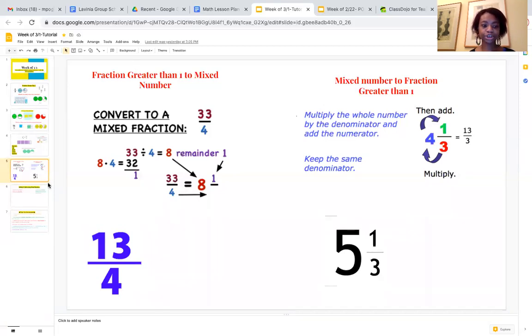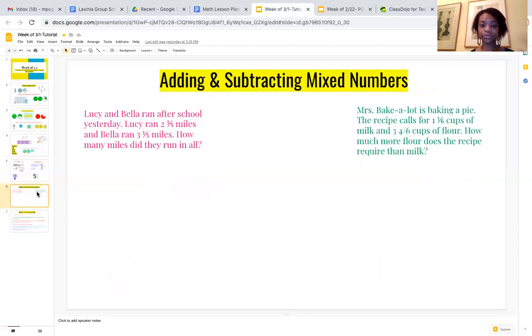Now let's look at 2 problems, because we'll be looking at some word problems as well this week. So Lucy and Bella ran after school yesterday. Lucy ran 2 3/5 miles and Bella ran 3 1/5 miles. How many miles did they run in all? So in all, in this case, signifies that we have to add to figure out the total number that these girls ran. So here we have 2 3/5.